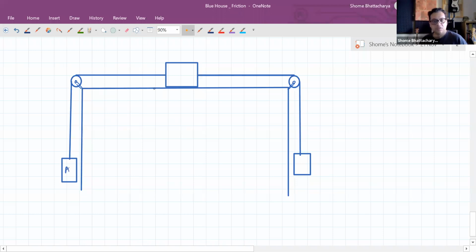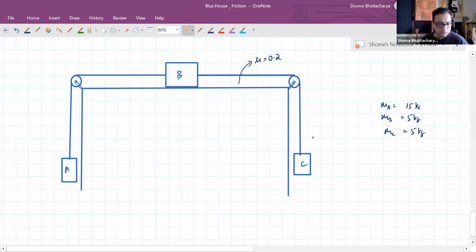Let's say this is A, this is B, and this is C. Now the things that are given to us: the coefficient of friction on this surface is 0.2. The mass of A is equal to 15 kg, mass of B is equal to 5 kg, and mass of C is equal to 5 kg.